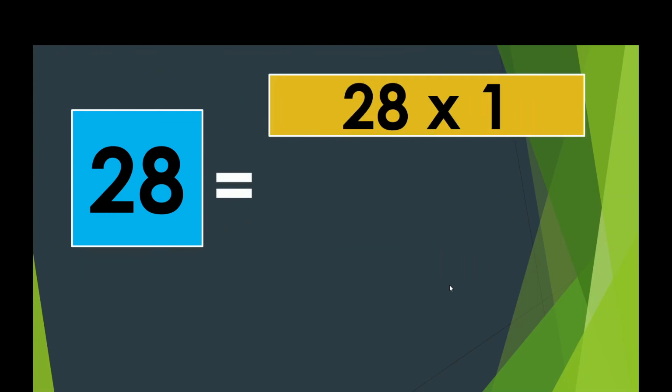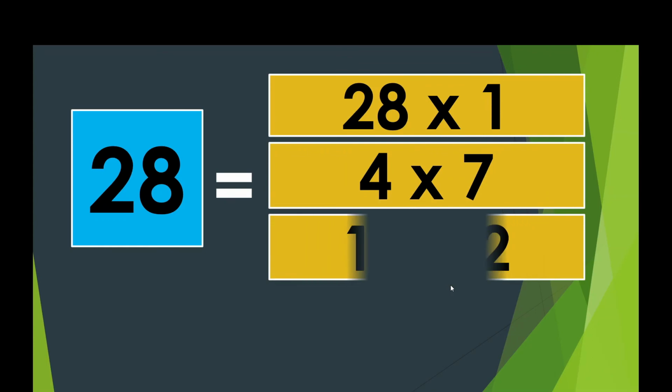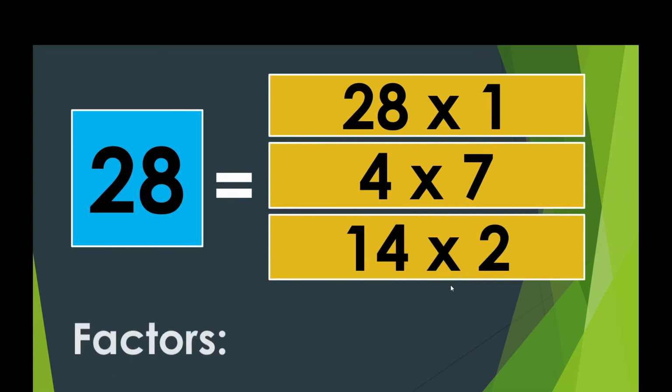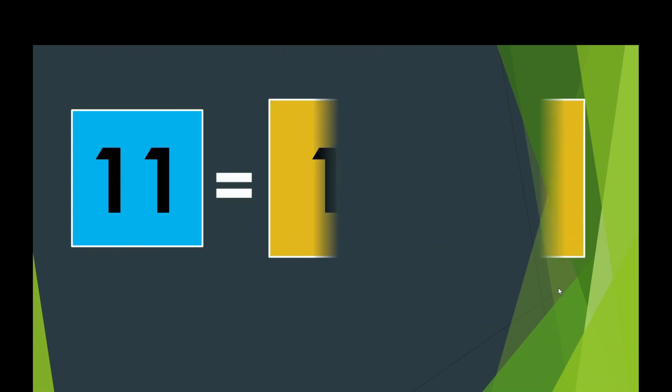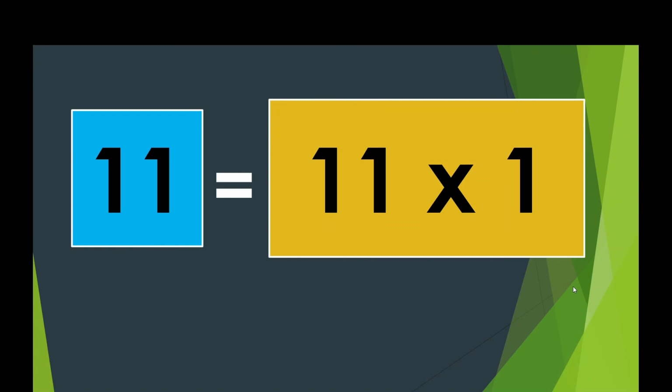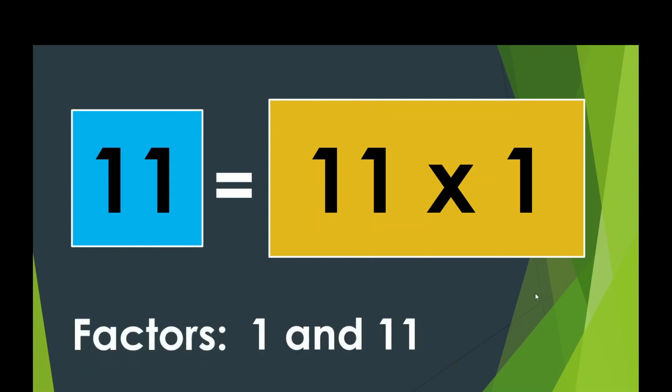28. So in 28, we have 28 times 1, 4 times 7, 14 times 2. The factors of the product number 28 are 1, 2, 4, 7, 14, and 28. 11. In 11, we have only 11 times 1 as the multiplication sentence. And the factors of 11 are 1 and 11.